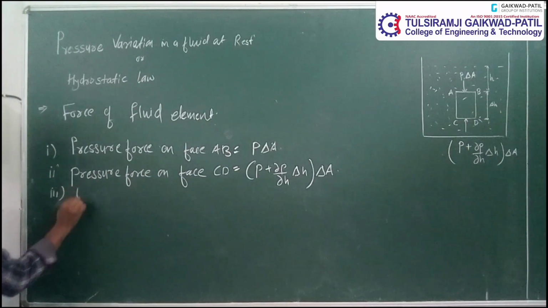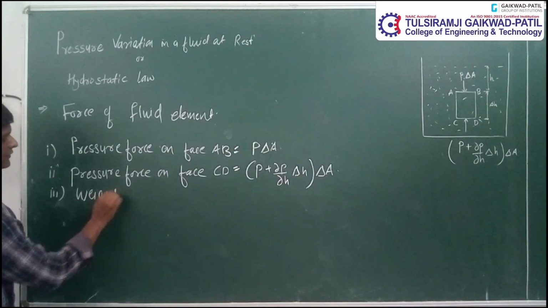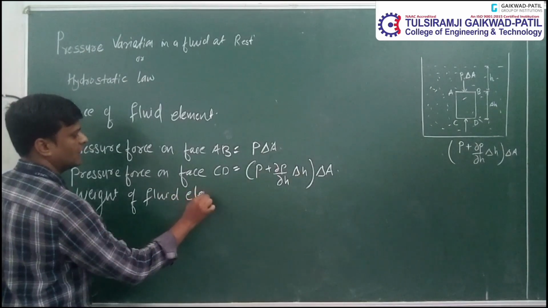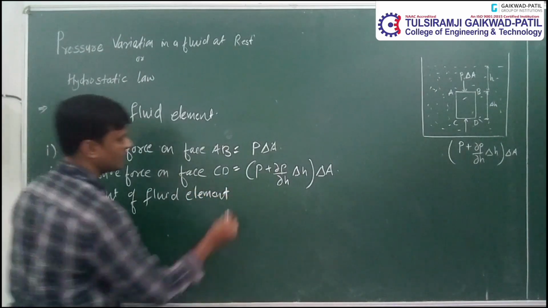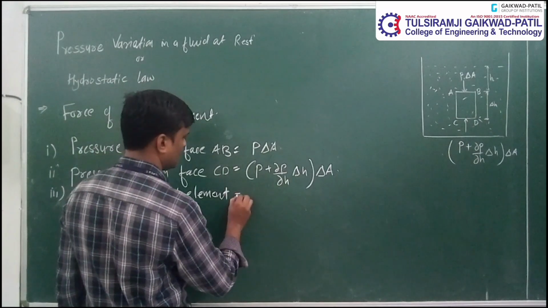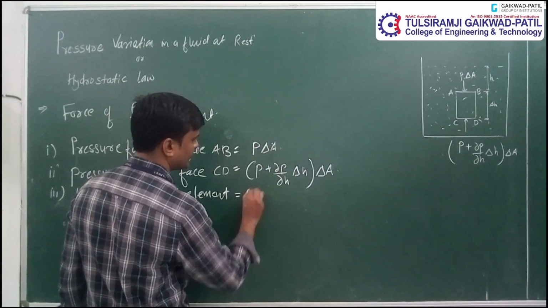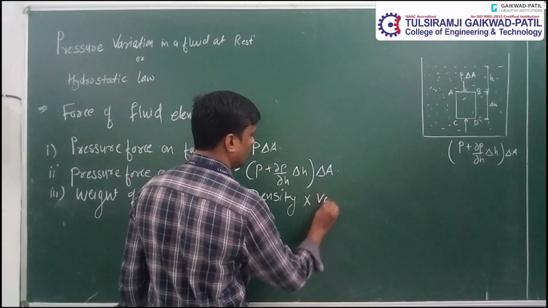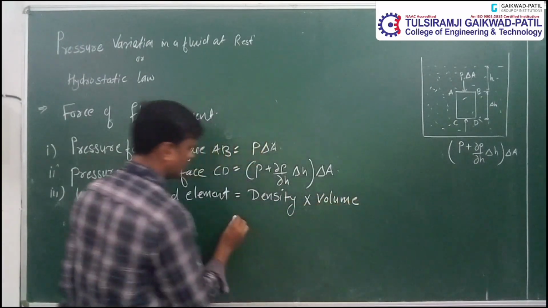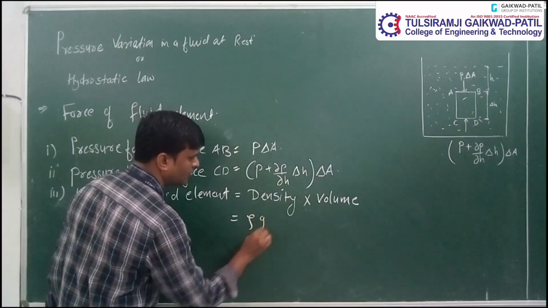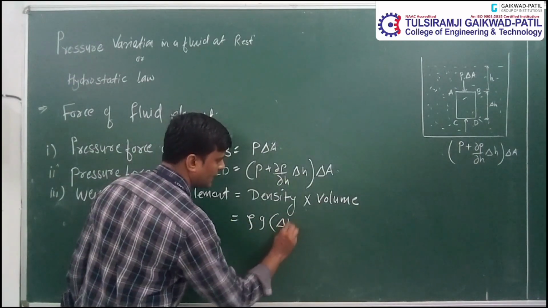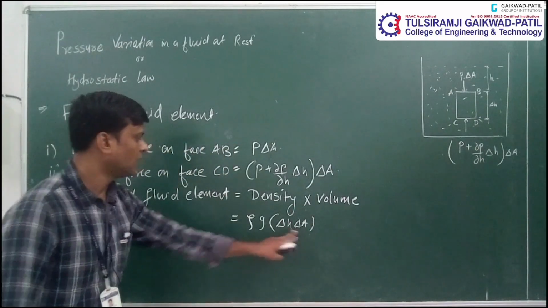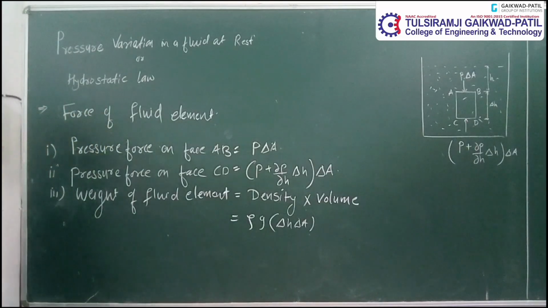Now third, the weight of the fluid element. The weight of the fluid element is again acting in a vertically downward direction. And what is the weight? Density into volume. So the weight of the fluid element is rho into g into volume, where volume is delta H into delta A. This is the volume and this is the density of the fluid element.